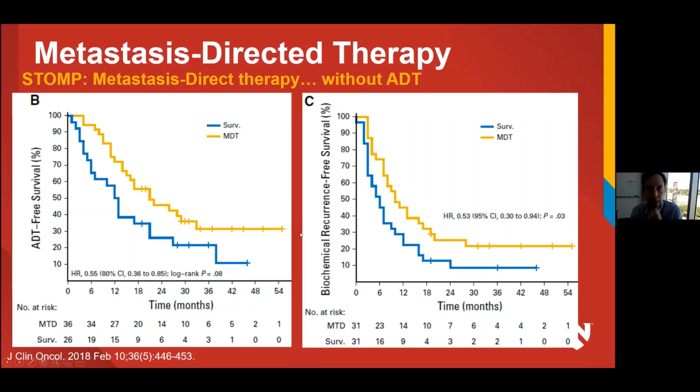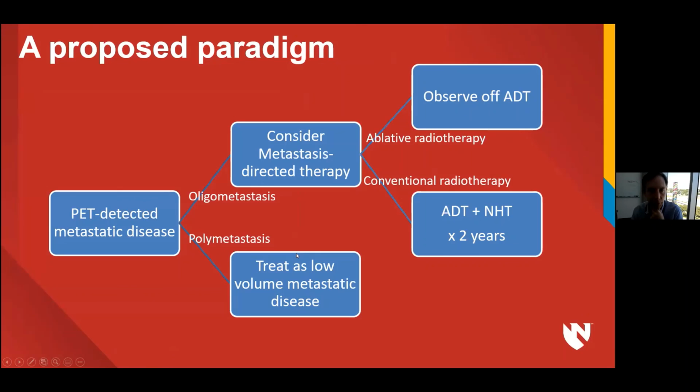Some take-home points from this and the other studies that have been performed is that it's certainly feasible to consider metastasis-directed therapy in this situation as an alternative to either further observation or immediately going on systemic therapy. However, it didn't answer the question about whether we should be combining any systemic therapy with metastasis-directed therapy. This is an active area of investigation, and multiple clinical trials are trying to answer this.